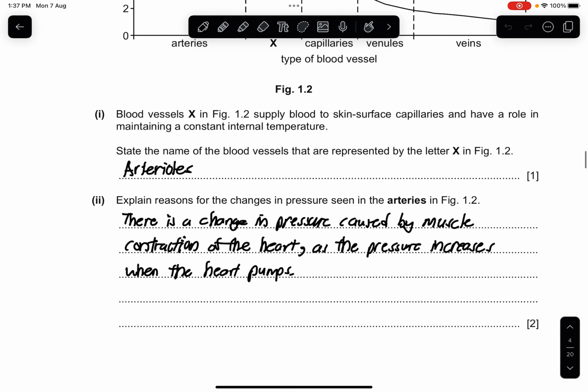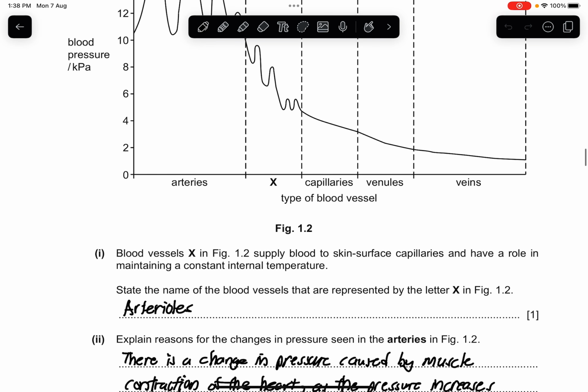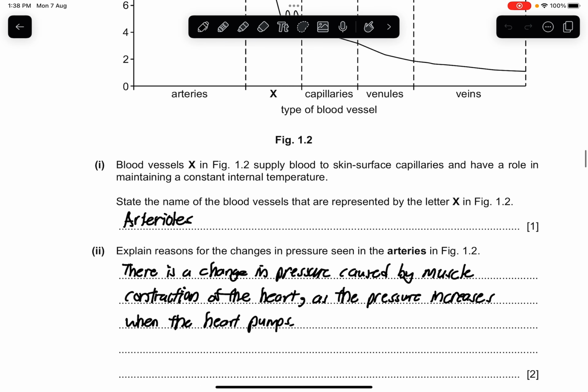Explain the reasons for the changes of pressure seen in the arteries in Figure 1.2. They're basically asking why there is a change in pressure in the arteries. The change in pressure is caused by the muscle contraction of the heart, as the pressure increases when the heart pumps. So you just have to say why this happens and how it causes the pressure to change over time.